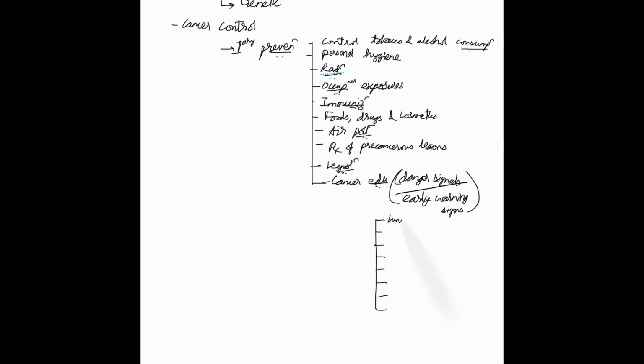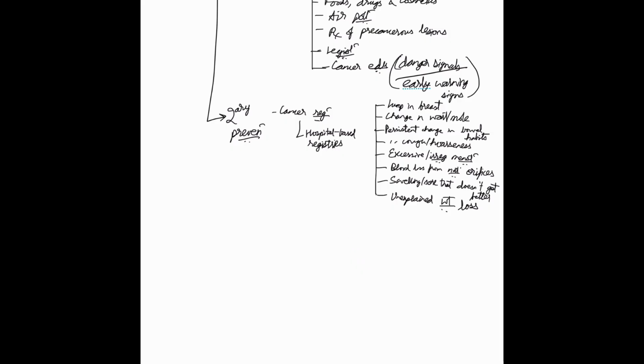So the early warning signs of cancer are a lump in the breast, change in a wart or mole, persistent change in bowel habits, persistent cough or hoarseness of the voice, excessive or irregular menstruation, blood loss from the natural orifices, swelling or sore that doesn't get better, and unexplained weight loss. Then, coming to secondary prevention, we have cancer registration, in which we have hospital-based registries and population-based registries, and early detection of cases and treatment.